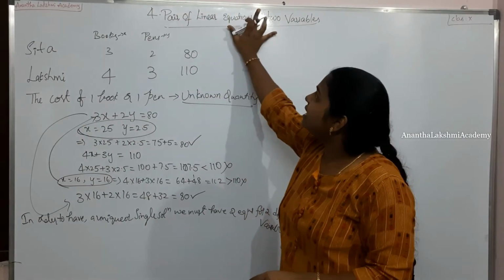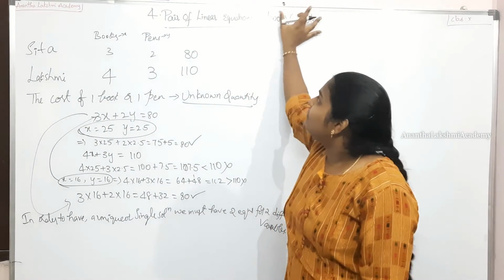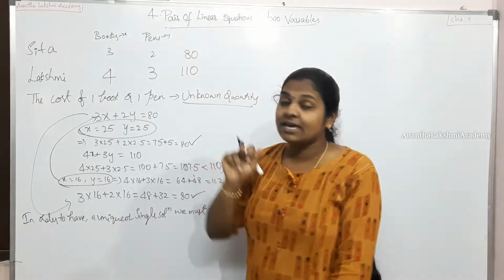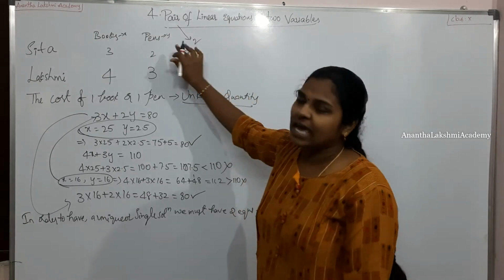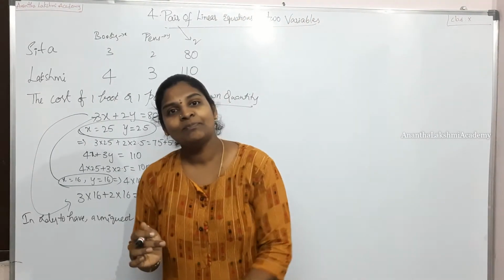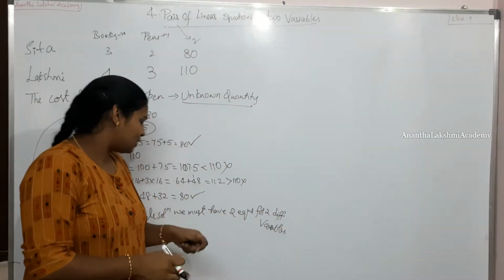Pair of linear equations in 2 variables. We have 2 variables. For that we have how many equations? Pair. What is pair? Pair is nothing but 2. So we have 2 linear equations in 2 variables to obtain a single solution. Alright, that is about the introduction part.